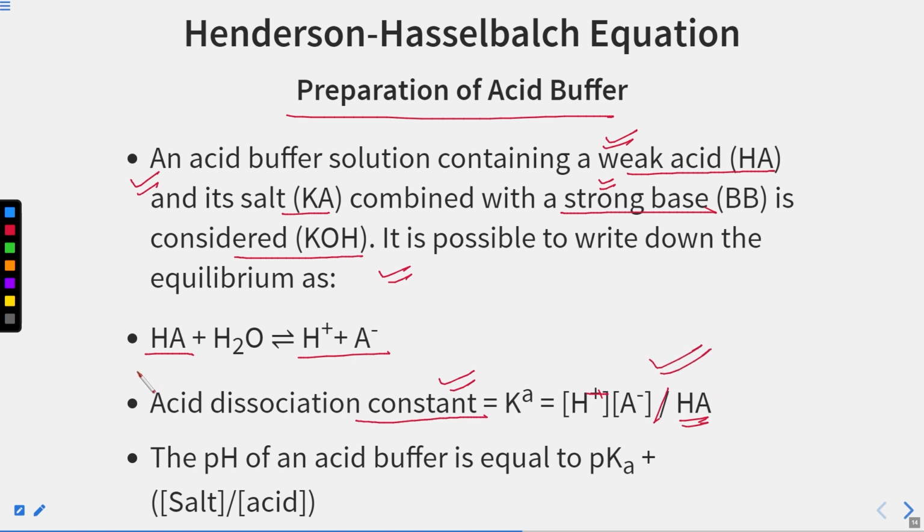First you take the weak acid, and while adding water it gets dissociated, and this is reversible. So you get the hydrogen ion concentration and the A minus concentration. If you write the acid dissociation constant, it is written as Ka, which is the hydrogen ion concentration times the anion concentration upon HA. The pH of an acid buffer equals pKa plus log of salt upon acid.